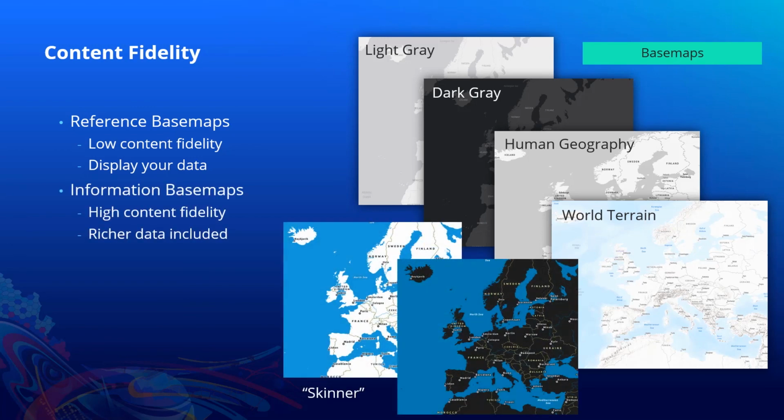On the other hand, information base maps have a high content fidelity. That means they are richer in data and they show more details that are already included in the base map. The two quote-unquote Skinner base maps here, which are named after our very own Andy Skinner, have already important accessibility features baked right into the base maps.